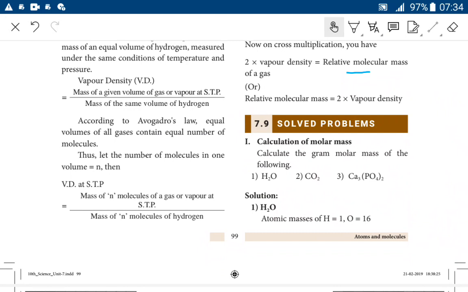Given volume: suppose you take a particular volume, 1 liter or 2 liters, whatever it may be, it is going to have an equal number of molecules. So at the given volume, n molecules of gas are present. A similar number of molecules will be there in the hydrogen, because we are taking the same volumes of gases.